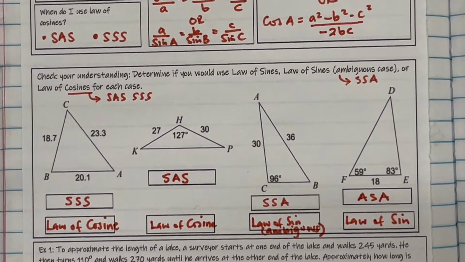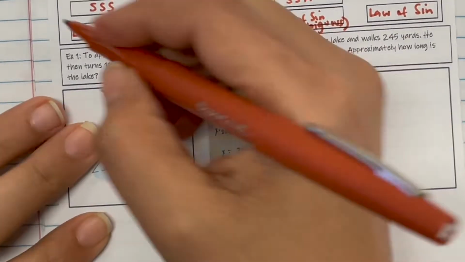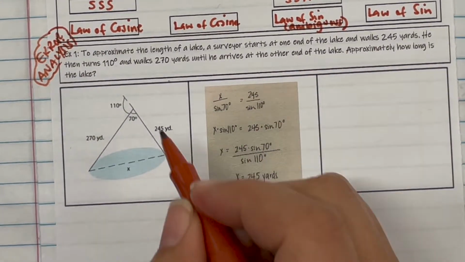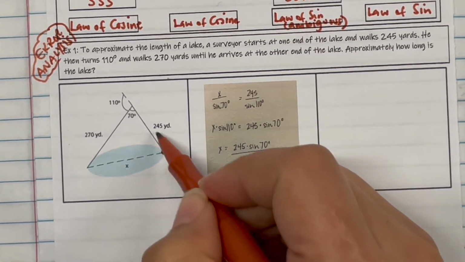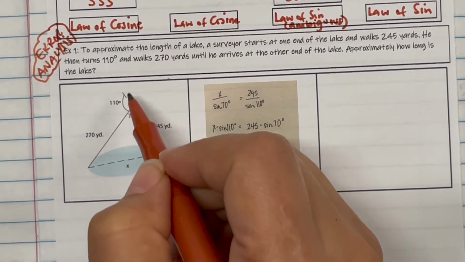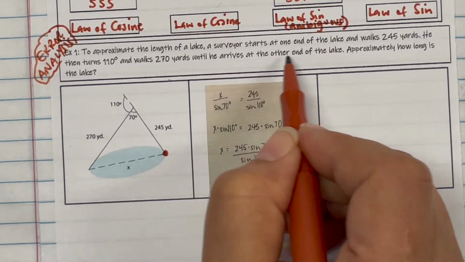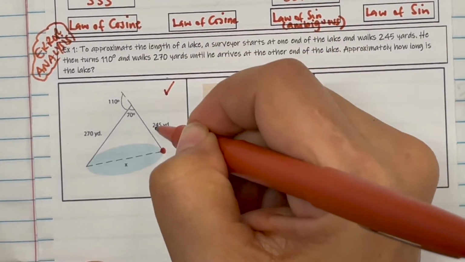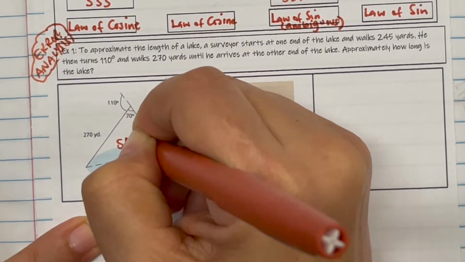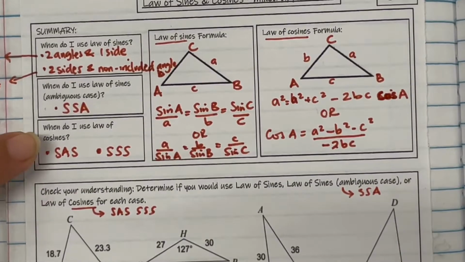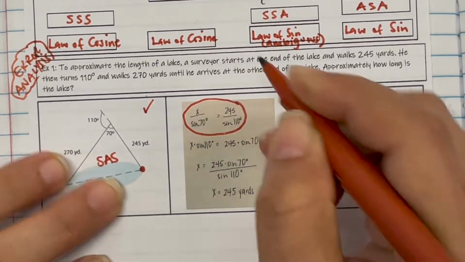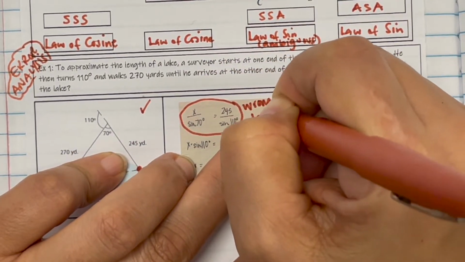All right, so let's take a look at an example. We're going to do a little error analysis. So here's the question. To approximate the length of the lake, a surveyor starts at one end of the lake and walks 245 yards. He then turns 110 degrees and walks 270 yards to point B. What's the distance of the lake? So the picture is correct. And this is side, angle, side, which is law of cosine. So obviously, this is the first mistake. The student used the wrong law.